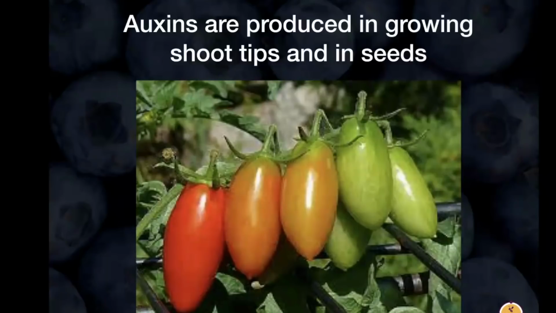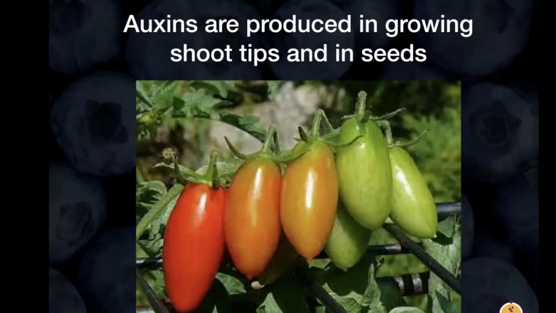What happens inside the plant and how can we manage it? So as I mentioned, auxins are produced in growing shoot tips and in the seeds. So think about what this means. Let's say we have a tomato crop that is a determinate tomato variety. They are growing very well. They're pollinating and setting the 5th to the 6th cluster. They are about 30 inches tall.